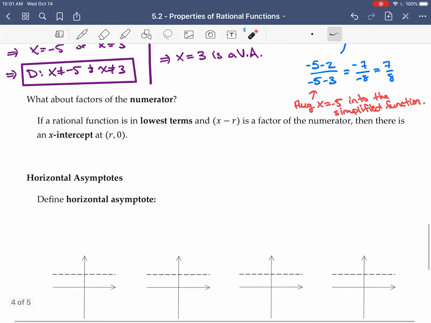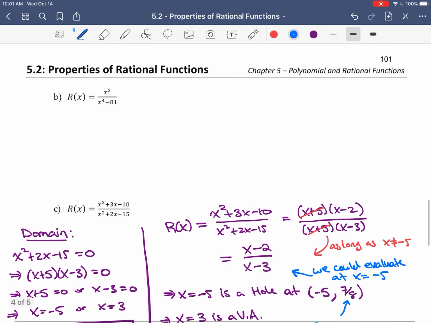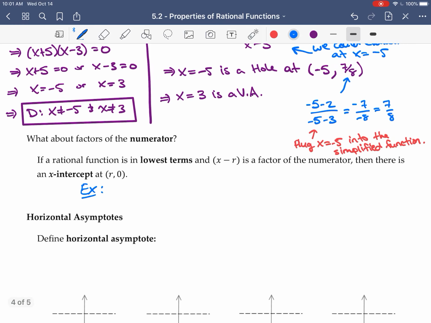So what about factors of the numerator? If a rational function is in lowest terms, and you have x minus r as a factor in the numerator, then there's going to be an x-intercept at r, 0. So for example, Example 4.